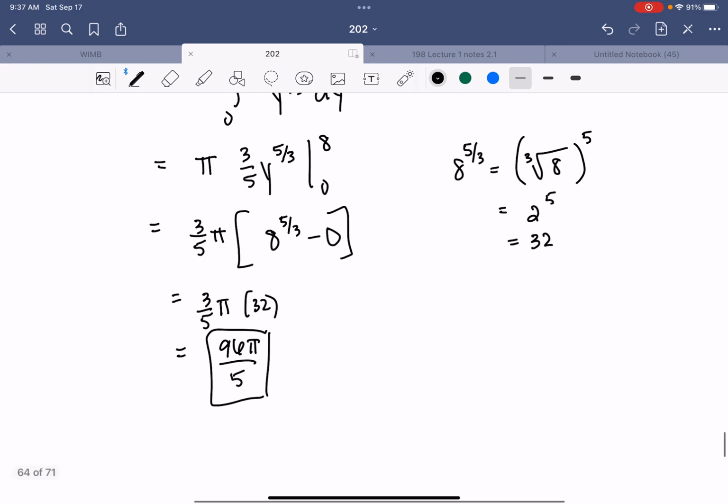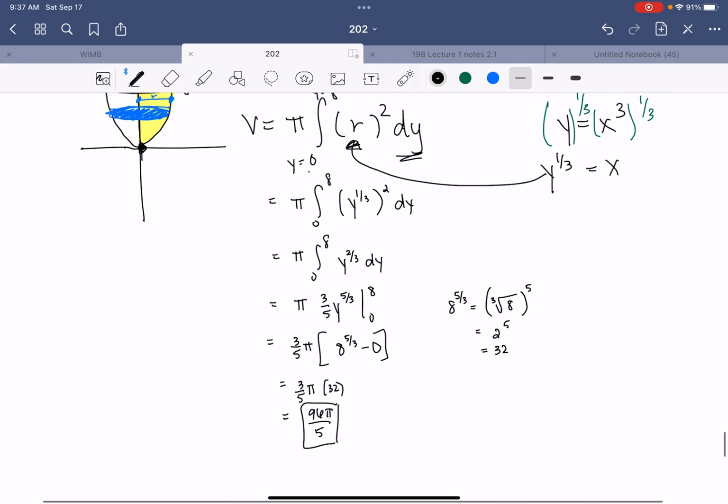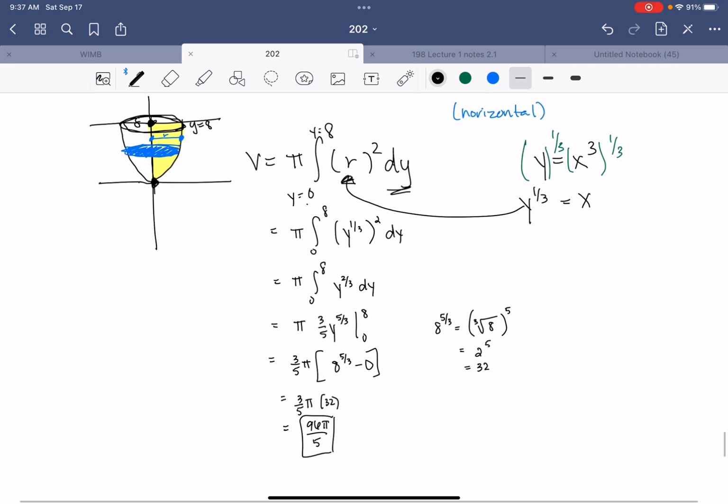Notice that all of your volumes so far have been multiplied by pi, which means that they're going to want this exact fractional answer when you're putting things into WebAssign. They're not going to want a decimal value. So most of your answers should be something times pi.